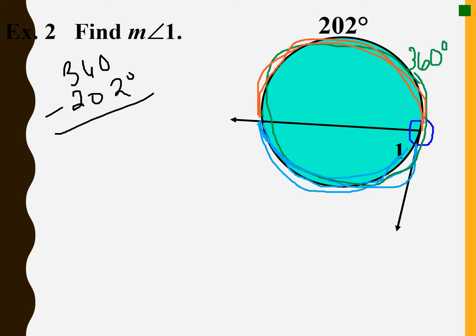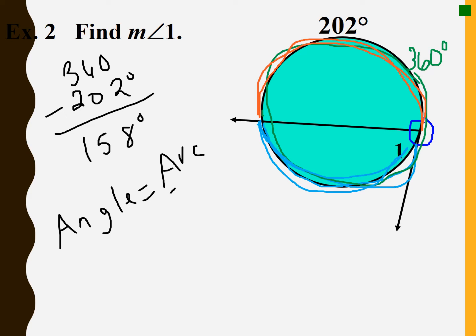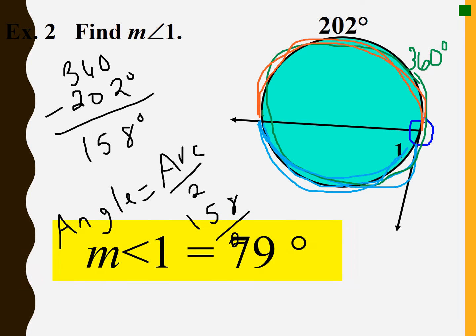And so when we do that, we do 360 minus 202, and we get 158. But that is our arc. We need to find our angle. So to find the angle, we look at our formula, which again is the angle equals the arc divided by 2. So our angle is 158 divided by 2, which is 79. So the answer to the measure of angle 1 is 79 degrees. So you can write this one or the last one, it's up to you. Both are great examples.